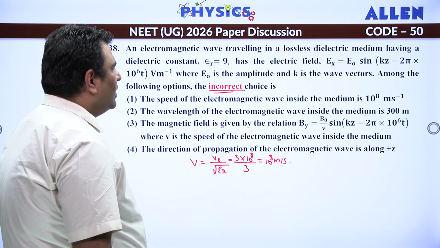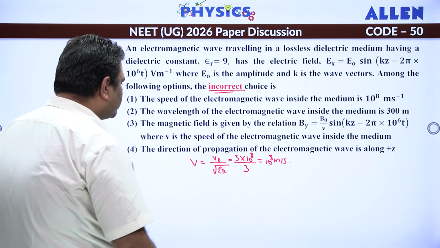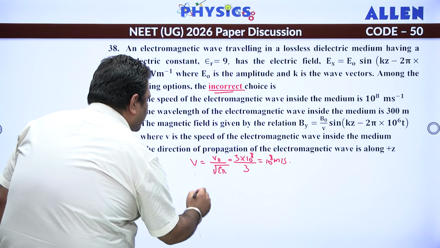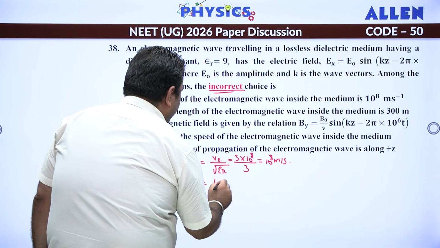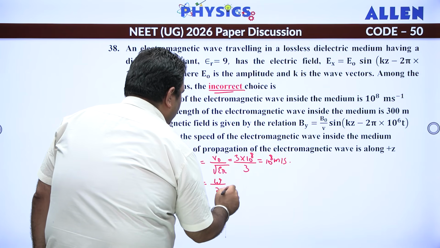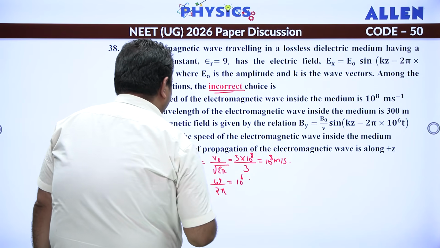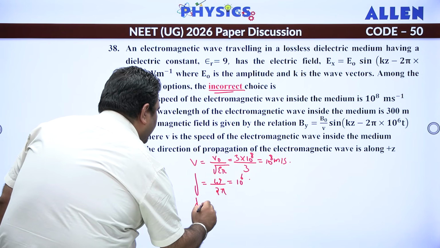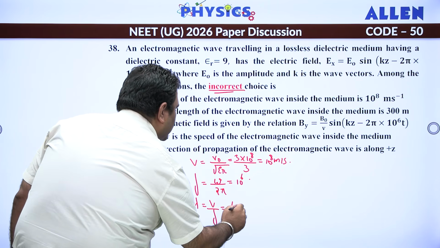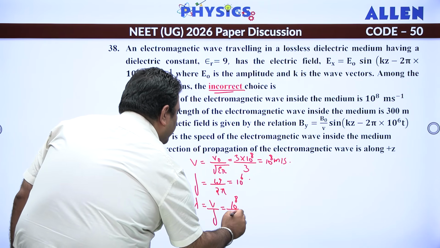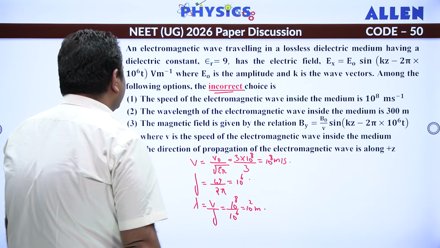Then the wavelength of the electromagnetic wave inside the medium is 300 meter. Now let's check this option. What is the frequency for this question? Frequency will be omega by 2 pi. So what is it coming out to be? It comes out to be 10 raised to 6 here. Now, what is the wavelength here? Wavelength can be written as V over frequency. What does it come out to? 10 raised to 8 over 10 raised to 6. So we are getting 10 raised to 2 as the wavelength here. So that means this option is incorrect.